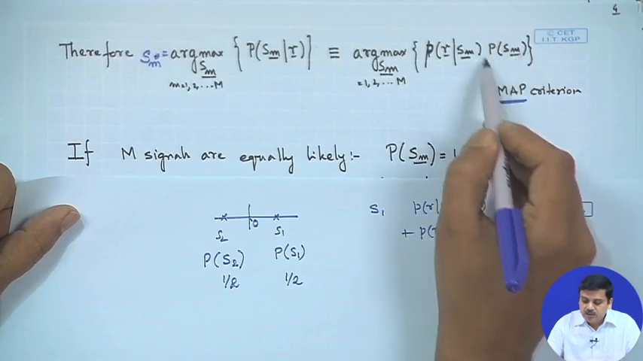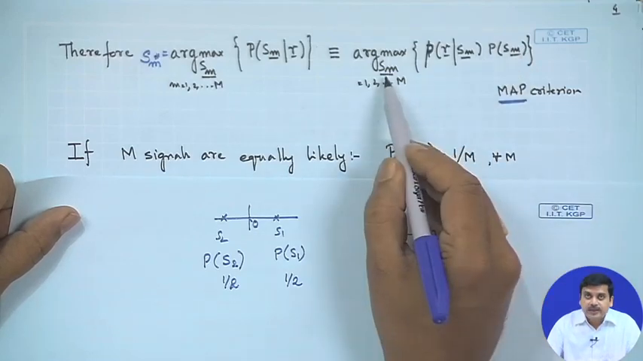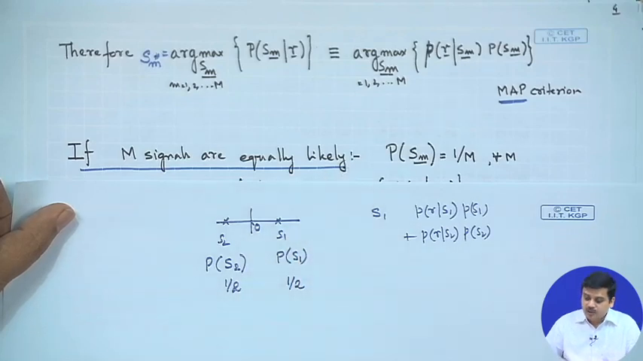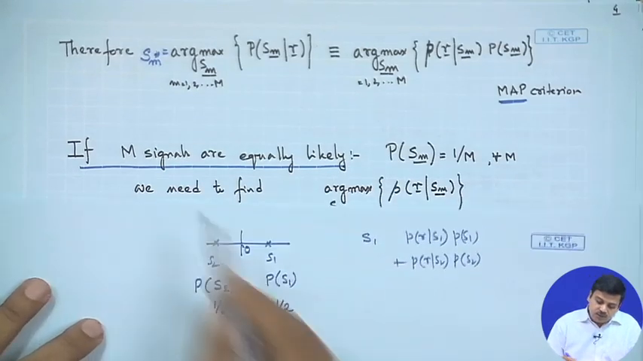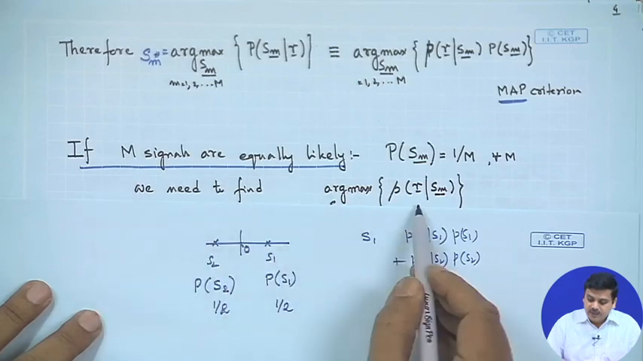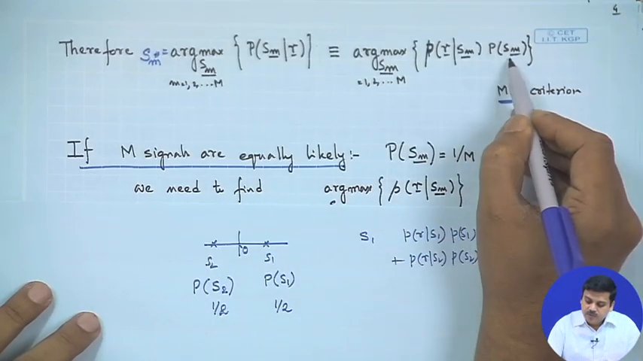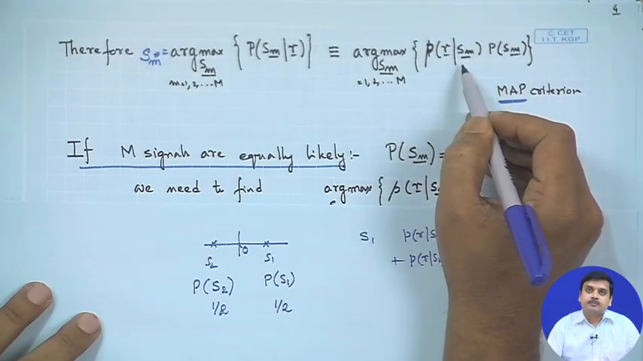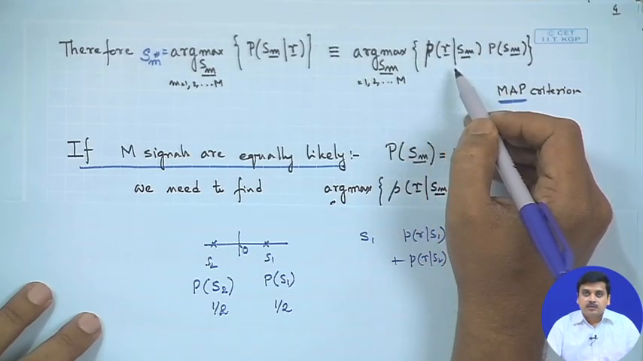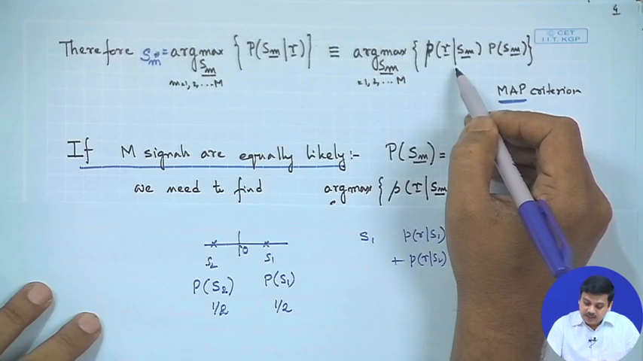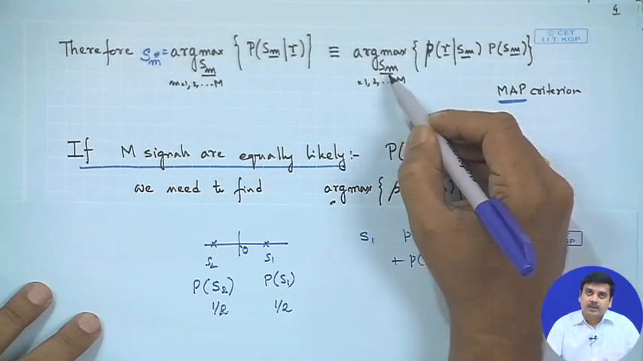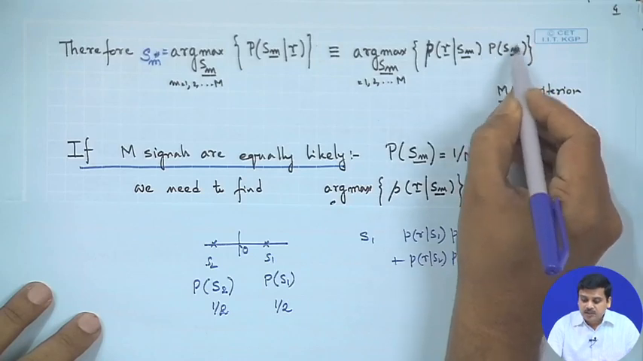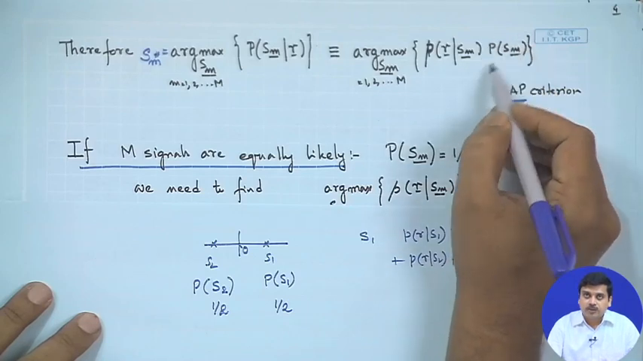This part is no longer dependent on Sm if the signals are equiprobable, that means they are equally likely. So, in such a situation, if we proceed with the case that they are equiprobable, we would simply put P of Sm as 1 over M and we are left with this term. Again, since we are talking about maximization over the argument Sm and this is not a function of Sm, we need not consider this term, we can drop this particular term.